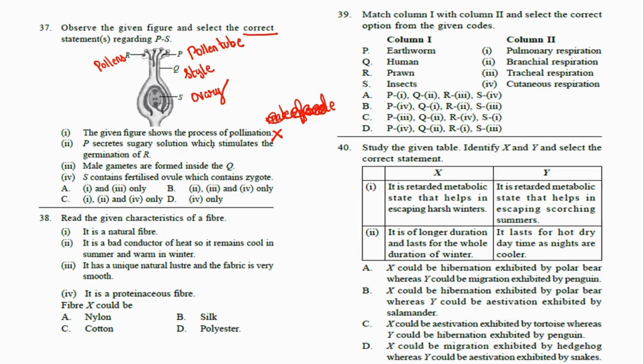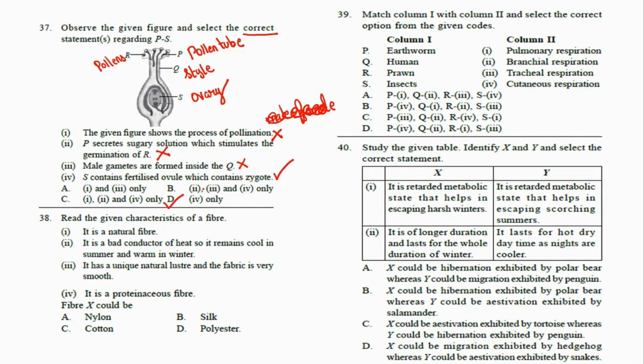P secretes sugary solution which stimulates the germination of R. No. This is also wrong. P is the pollen tube that comes out from the pollens. Male gametes are formed inside the Q. No. Q is just the passage from the upper part to the ovary, right? So this is also the wrong statement. The fourth one says S is ovule which contains zygote. Yes, S is the ovary that contains the ovule that contains the zygote. So this is the correct answer. So our correct answer is option number D, right?